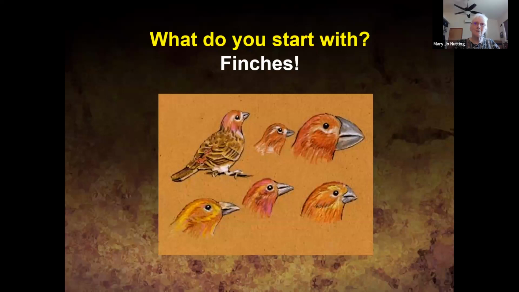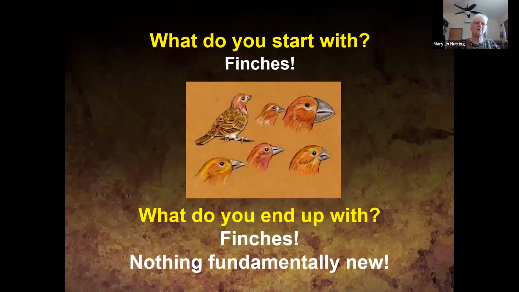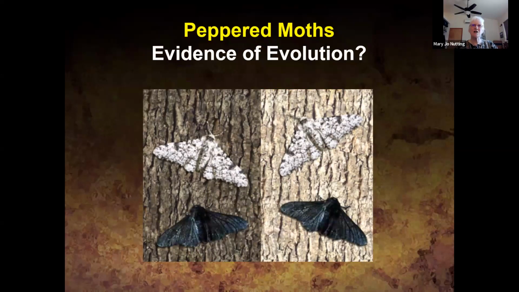But what do you end up with? You start out with finches, and what do you end up with? You end up with finches. Nothing fundamentally new. If indeed you want to demonstrate evolution in progress, you really need to be able to show how you got birds in the first place, or how did you get finches? But all we're seeing here is variation within that created finch kind.